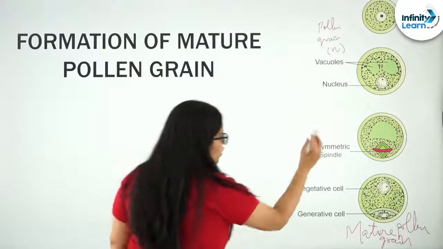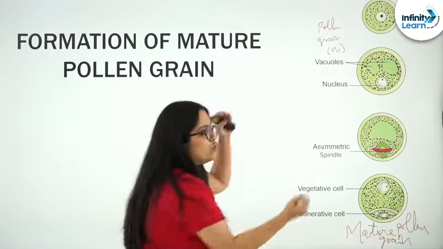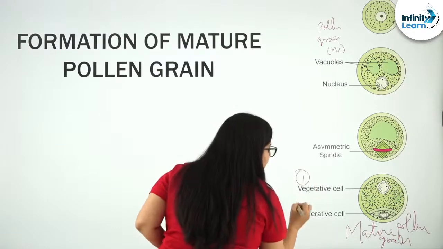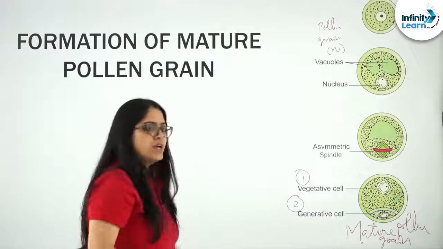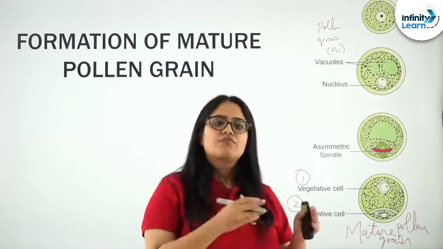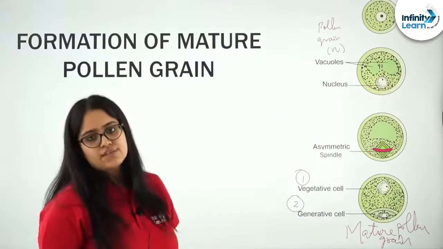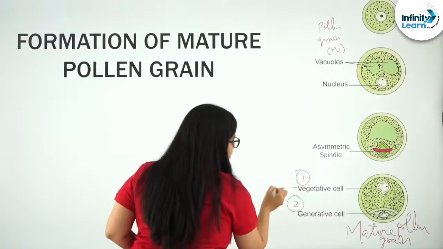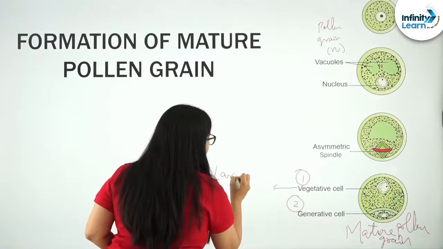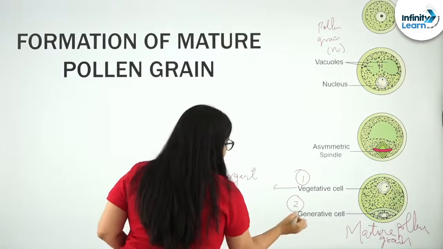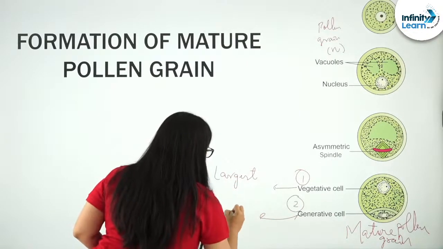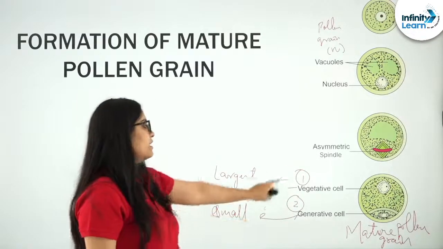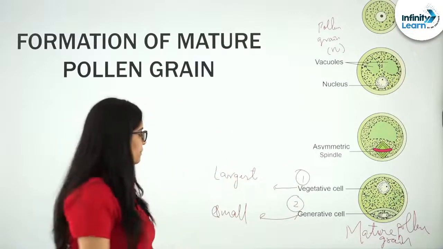See here. A mature pollen grain looks like this, where it has one vegetative cell and another one is the generative cell. Let us discuss the characteristics of a vegetative cell and generative cell of pollen grain. If I talk about the vegetative cell, students, the vegetative cell is the largest cell and the generative cell is actually the small cell, right.